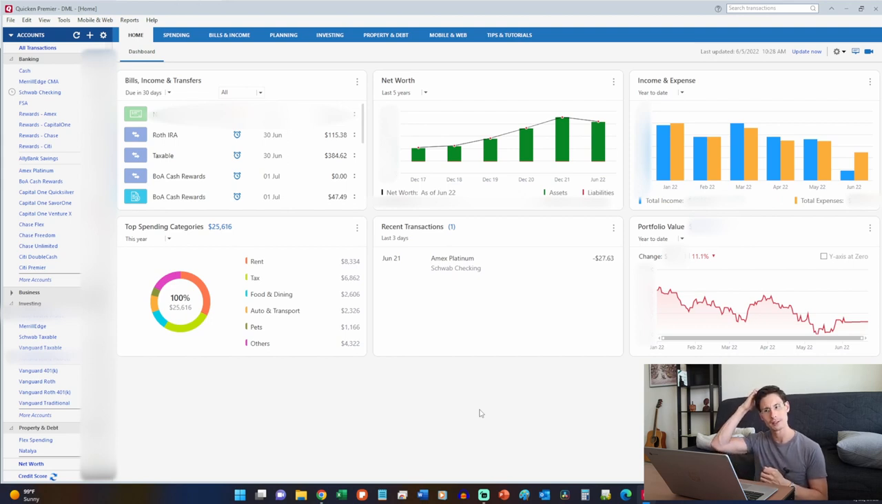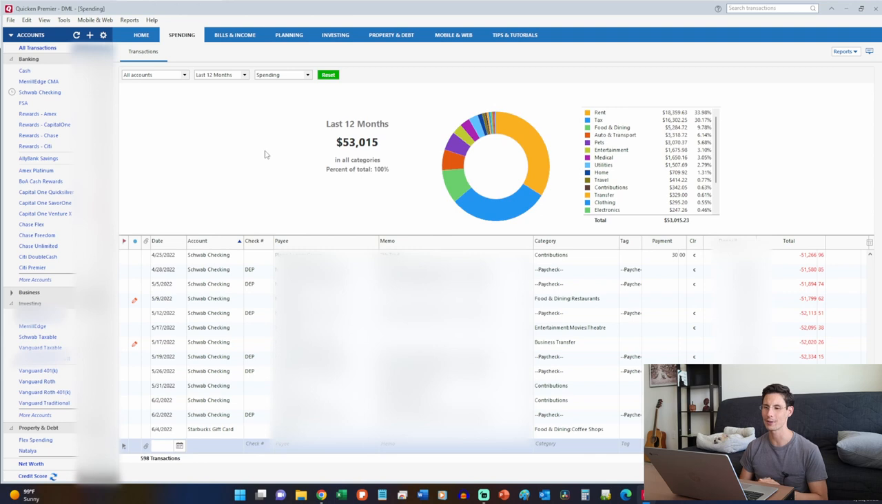So that's the handy dashboard, and that part is modern. A lot of the other screens are more old school, like the stuff we used to see in Microsoft Money. If we click on the spending tab, we can take a look at our spending. Here is my spending for the last 12 months, and of course this is a really helpful piece of the Quicken software.